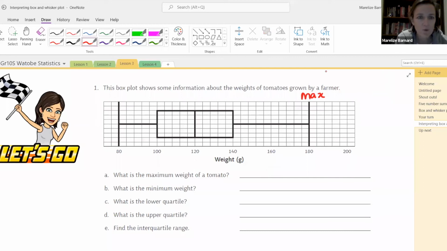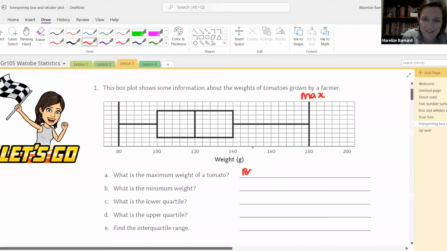And then what is the minimum weight? I want to see a lot more answers, Watobians. Remember that thing about participation? It's all about participation. Wow, Ms. Coco, we've got 80 people here. There's about 80 people in the class. We should get 80 answers. Well done, okay? There, people are waking up.